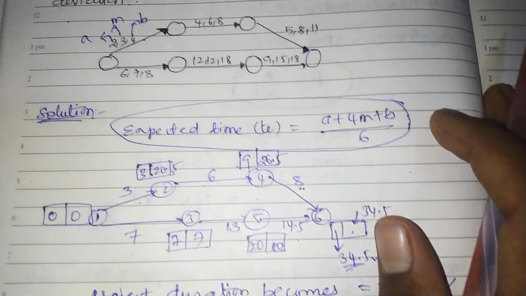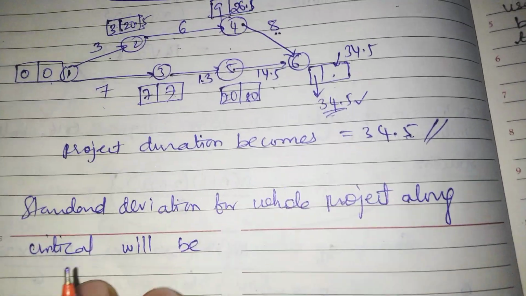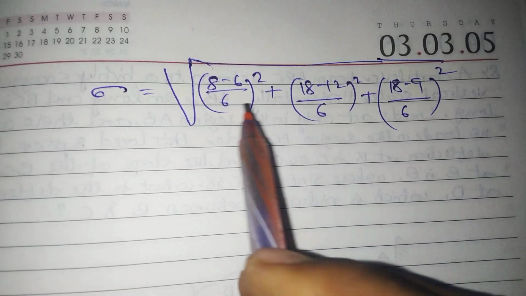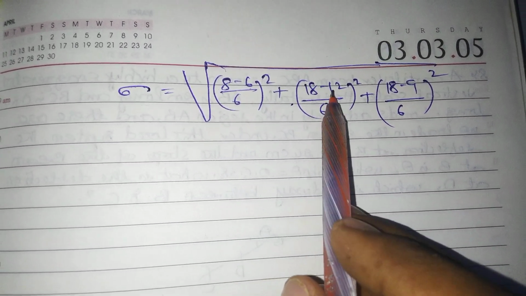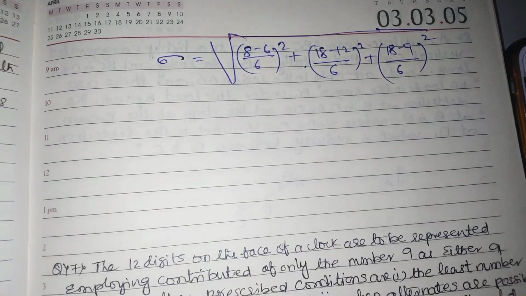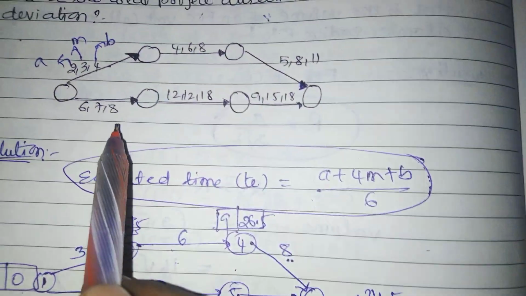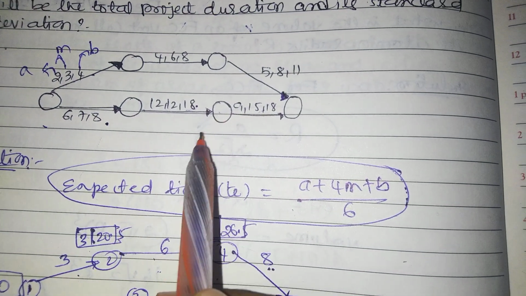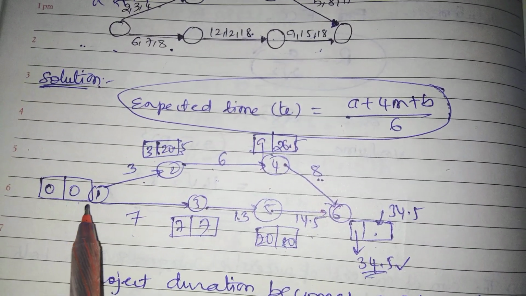So for the standard deviation we have one formula. So standard deviation for the whole project along the critical path will be, this is 1. So where do we get this 8 minus 6, 18 minus 12, 18 minus 9? By the given question, from the question only we can take these values. This path only we consider for the standard deviation because this path consists of all the same.